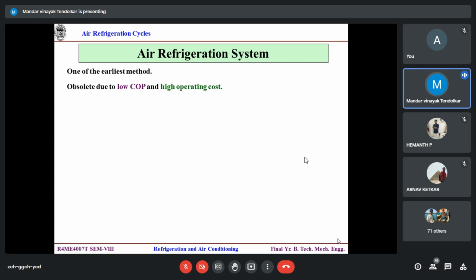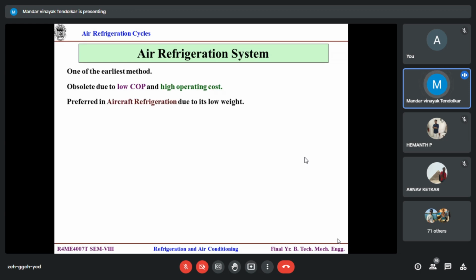Why low COP? Because air cannot be liquefied, or need not be liquefied, for generating the refrigeration effect. If it remains in the gaseous phase, then naturally Cp is very, very low. And what is the heat transfer? m Cp delta T. The Cp, specific heat, is very low, so naturally COP is low. And for compression and expansion processes, you need huge compressors and turbines and all such things. Because of that, the operating cost is high.